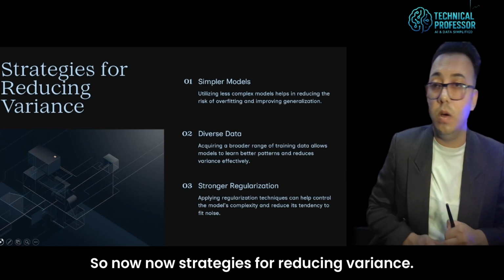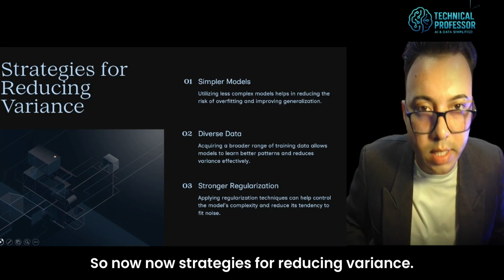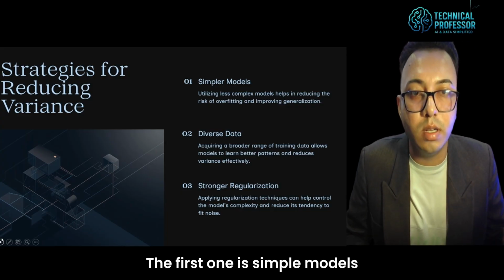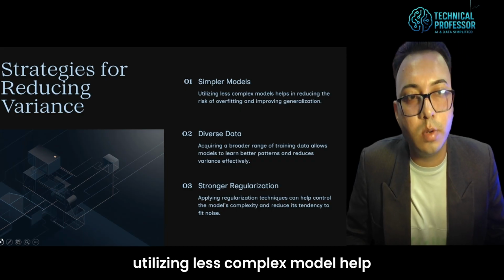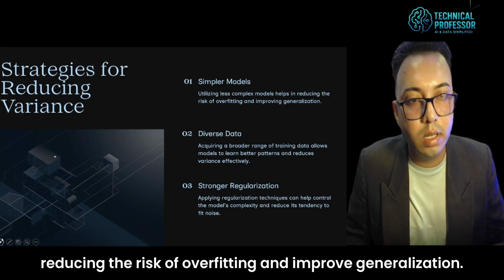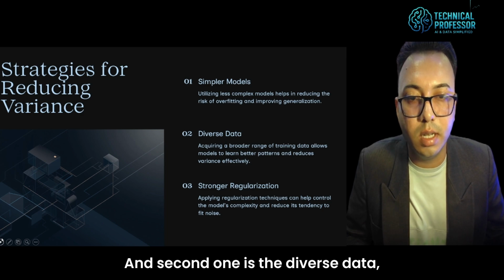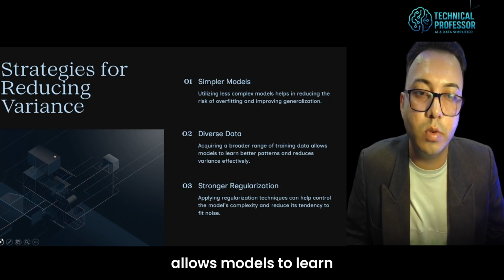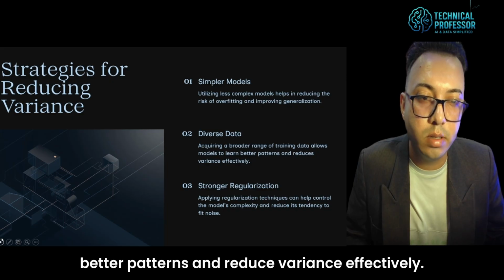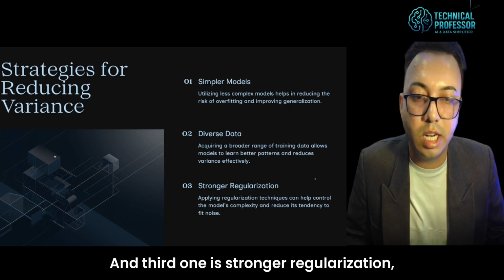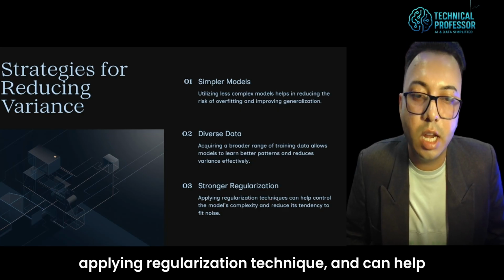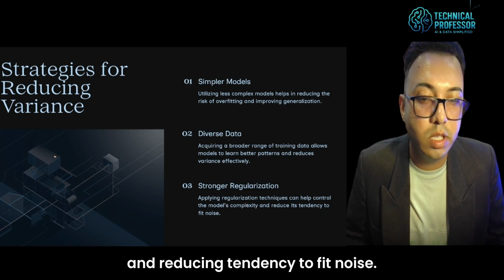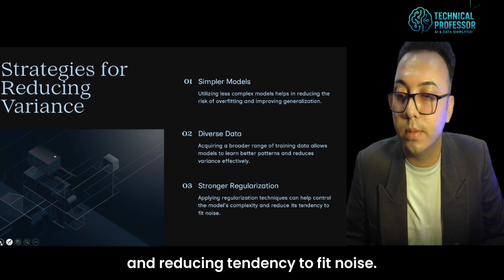So now strategies for reducing variance. The first one is simpler models. Utilizing less complex models helps in reducing the risk of overfitting and improves generalization. And second one is diverse data. Acquiring a broad range of training data allows models to learn better patterns and reduce variance effectively. And third one is stronger regularization. Applying regularization techniques can help control the model complexity and reduce the tendency to fit noise.